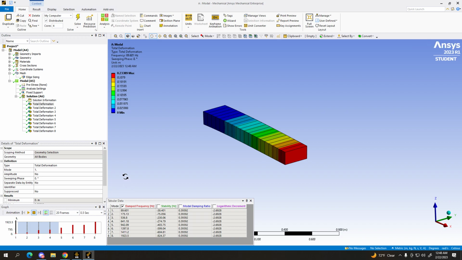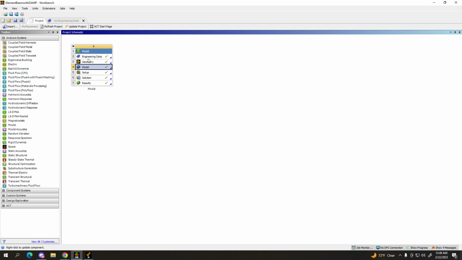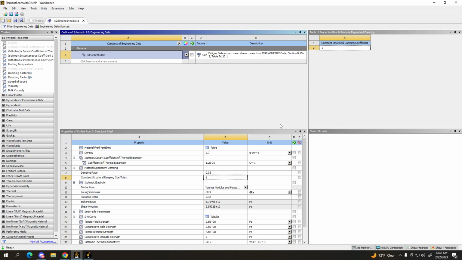Hello, here's my process for making a beam vibration analysis. I first started off here in the workbench and I went ahead and transferred over a modal analysis system. And in there, I changed the units for this to be associated with aluminum. So I went over and looked up the physical properties of aluminum and I put them in here.